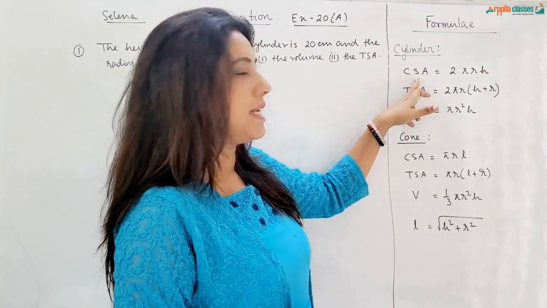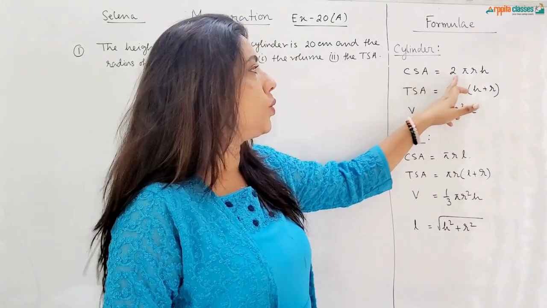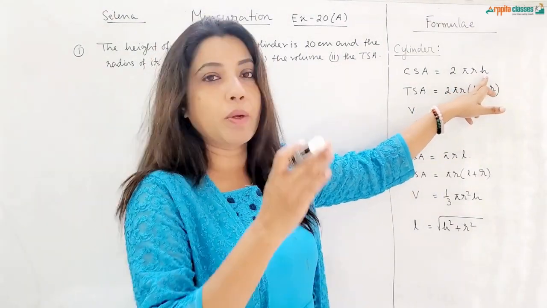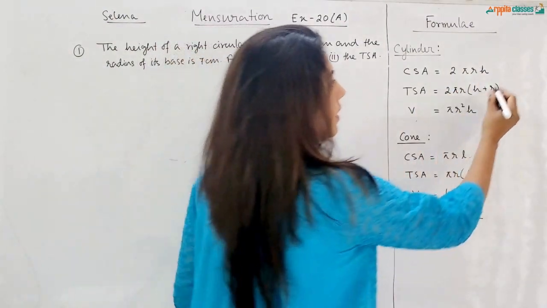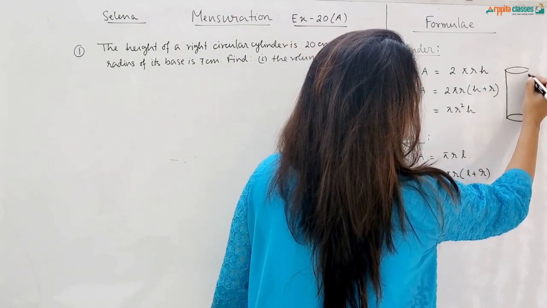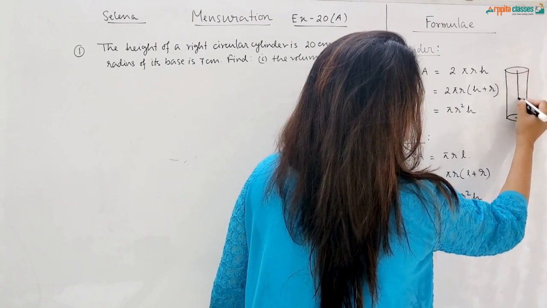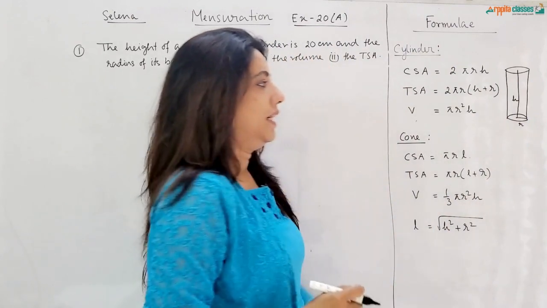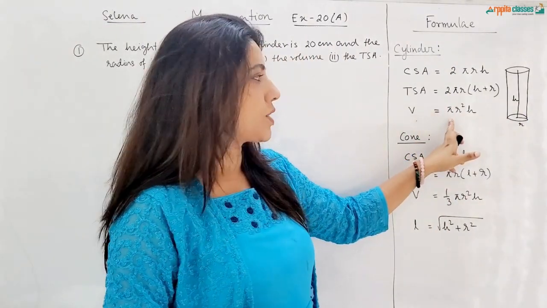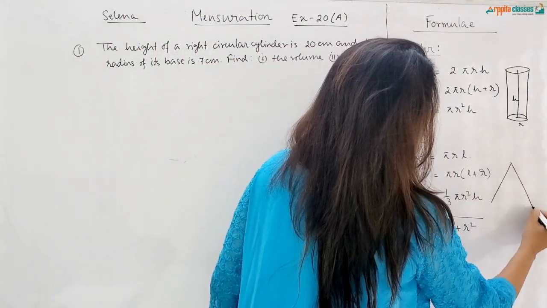For cylinder, the CSA, curved surface area, or the lateral surface area, formula for that is 2 pi RH. You all know that R is the radius of the base and H is the perpendicular height. And definitely for a cylinder, we are talking about the right circular cylinder, which is like this. So this is the R, radius of the base, and this is the perpendicular height H. The total surface area is 2 pi r whole into h plus r, and the volume is pi r square h.